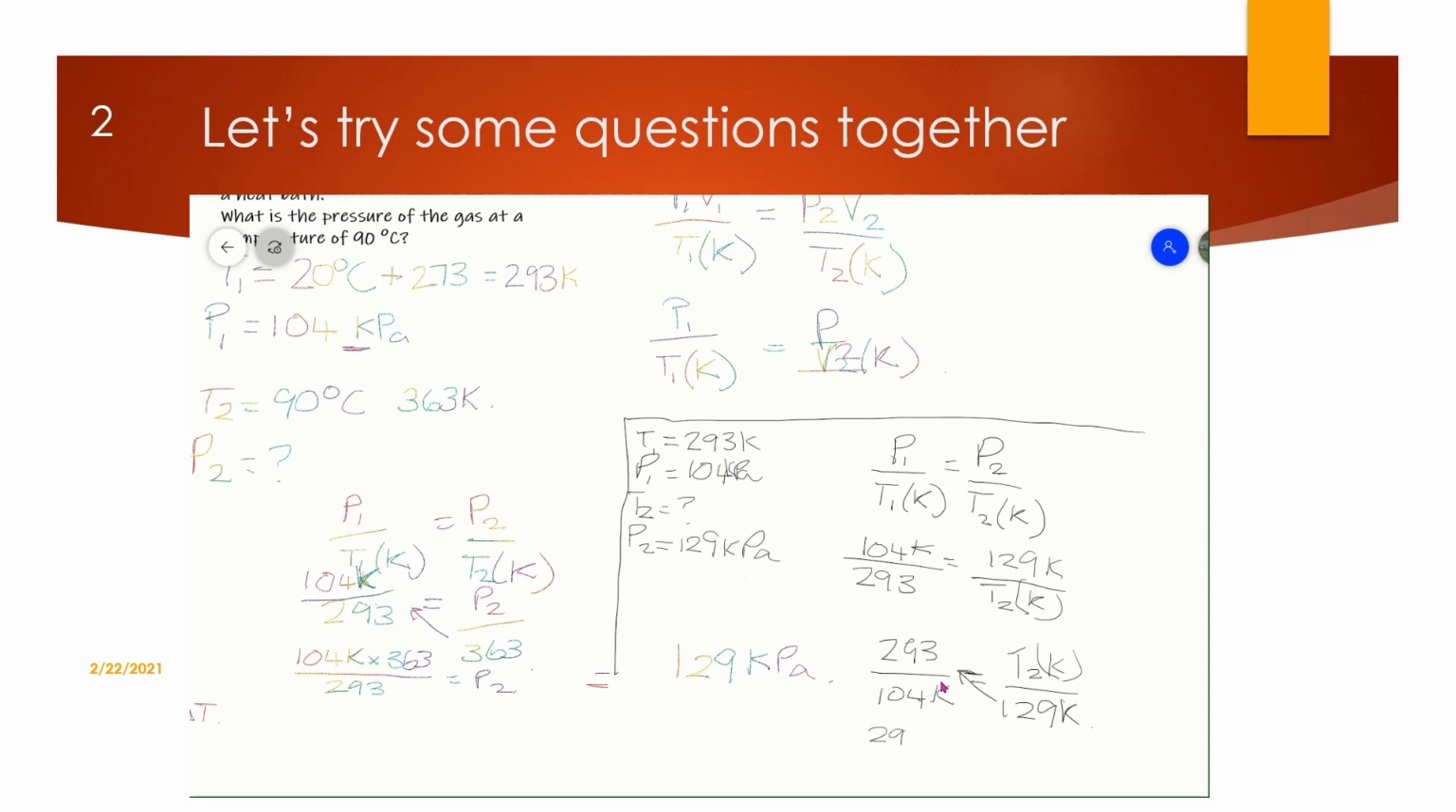So that will give me 293 times 129K over 104K. You can see now all the K's cancel. Gives me T2, which should work out obviously as the number we had before, 363. Okay, if you want that in degrees Celsius, then you'd subtract 273, but don't do that unless they actually ask you to do it, because it's another stage where you could make a mistake. So just leave it in Kelvin unless it asks for that, which is 90 degrees Celsius.